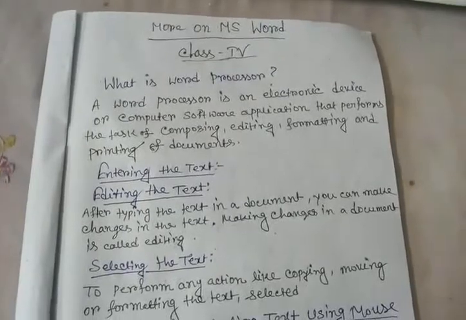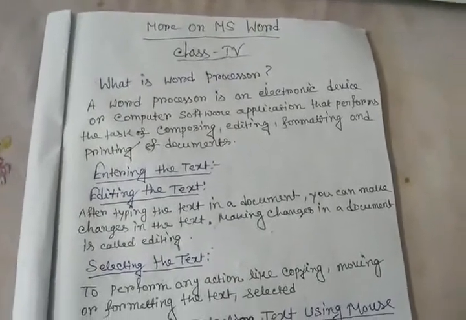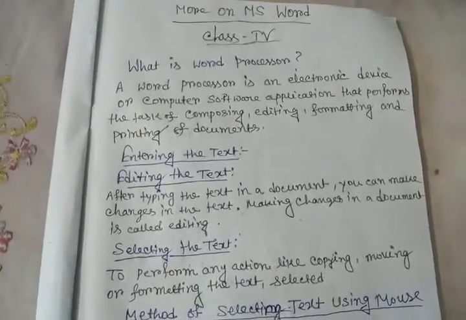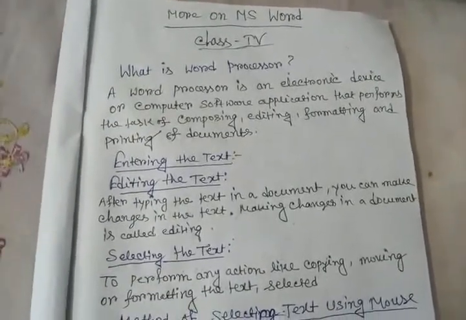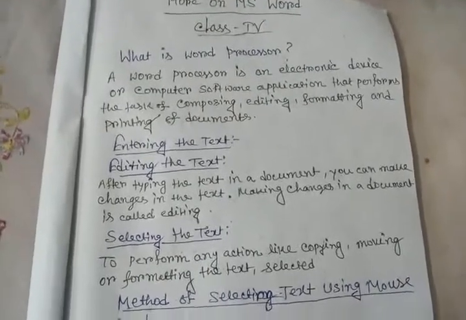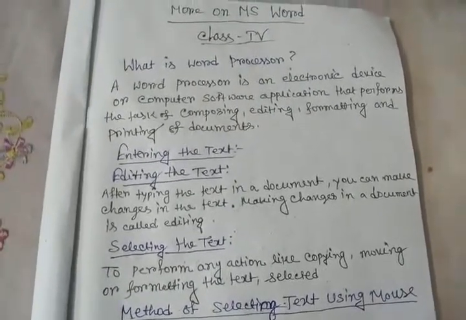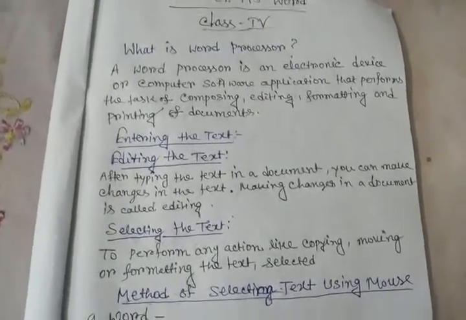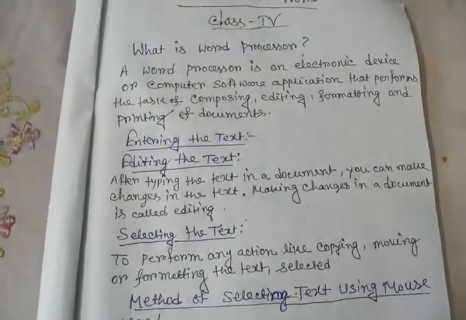Today we will discuss chapter 3, more on MS Word. At first we will know what a word processor is. A word processor is an electronic device or computer software application that performs the task of composing, editing, formatting and printing documents. Now we will know how to enter the text.